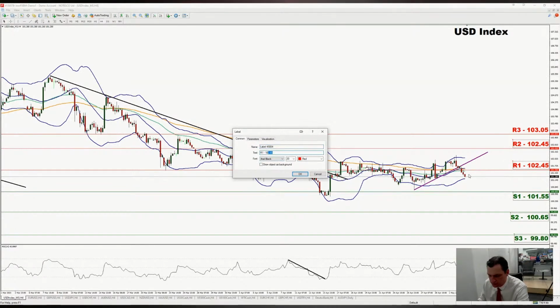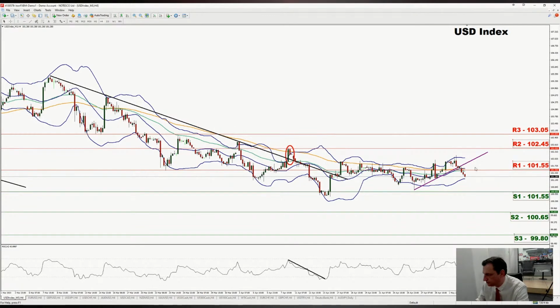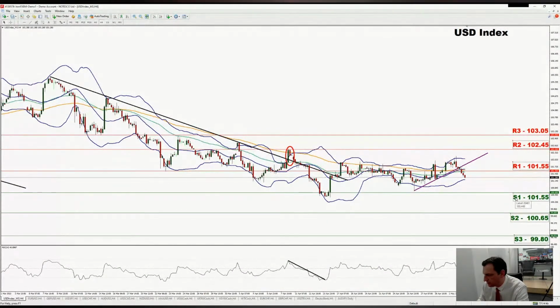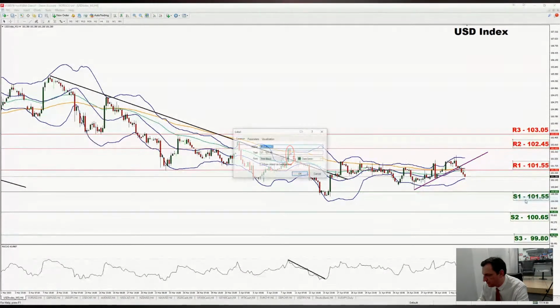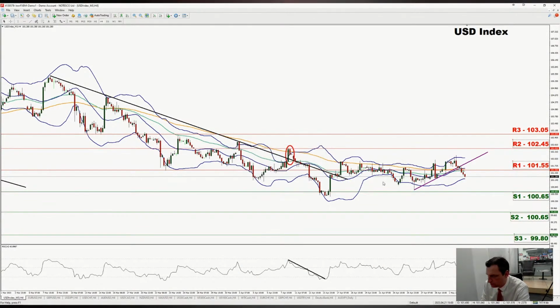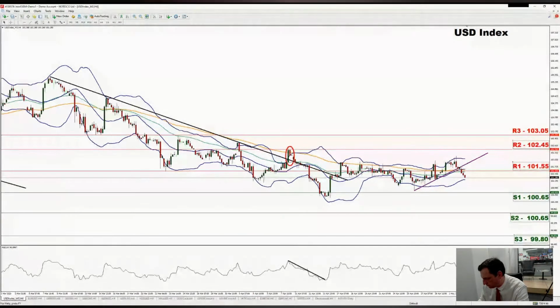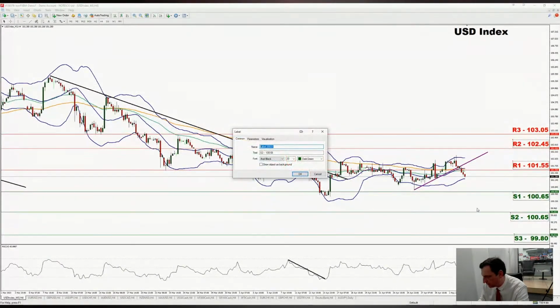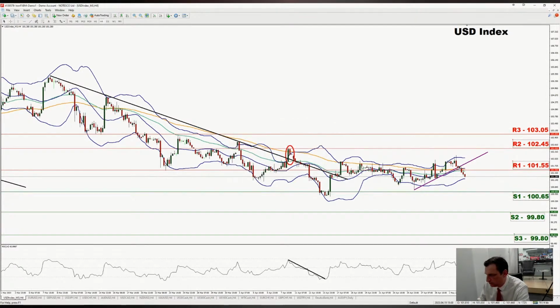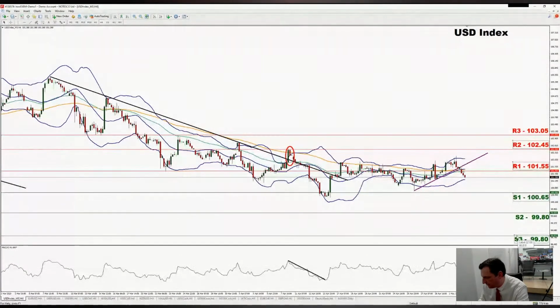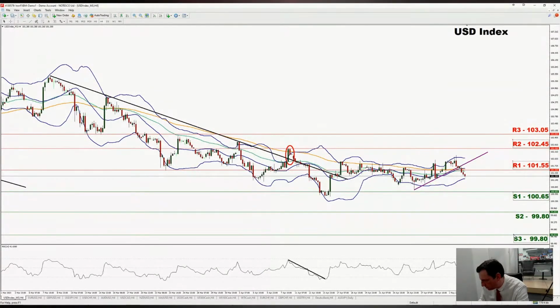101.55 with the R1, and the S1 is now being placed at 100.65. The S2 at 99.80. And the S3 at 98.85.